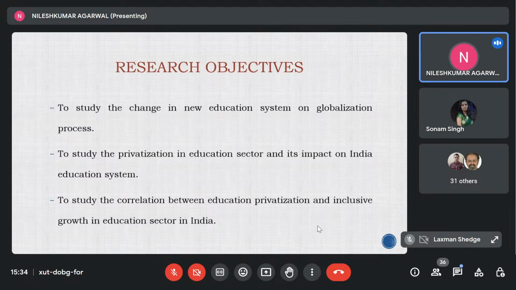Yes, there is no harm in that, or no negative side to this. However, the fees and the reachability of the new education system to the entire population is the challenge that we are going to see in this presentation, along with the correlation of privatization and globalization with the inclusive growth of the education sector in India.